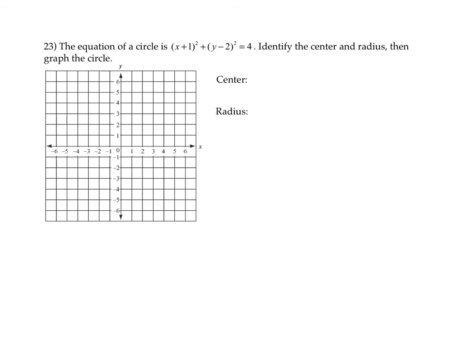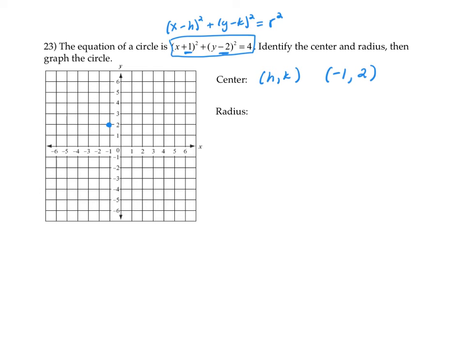Number 23, I'm giving you an equation of a circle, and I'm asking you to identify the center and radius and then graph it. So remember that in standard form, this is (x minus h) squared plus (y minus k) squared equals the radius squared. Our center is at (h, k). The key here is that you have to take the opposite of the signs. So the opposite of +1 for the x would be -1. The opposite of -2 for y would be +2. So our center is at (-1, 2).